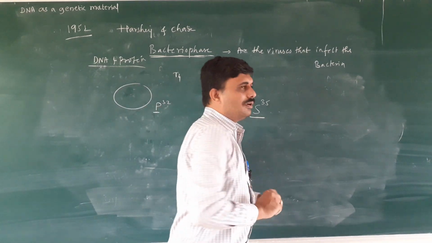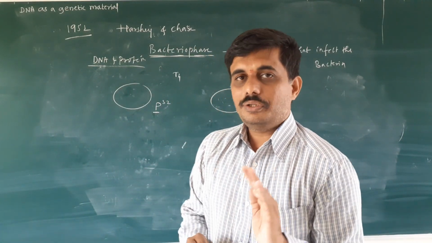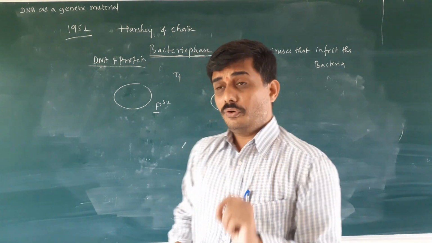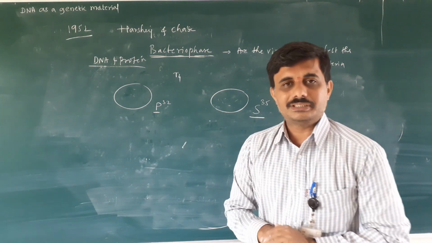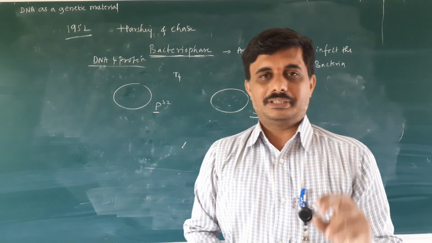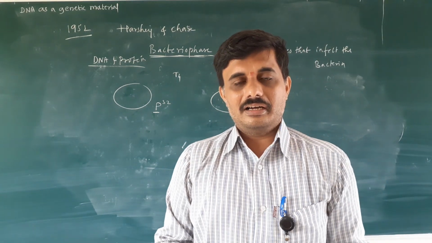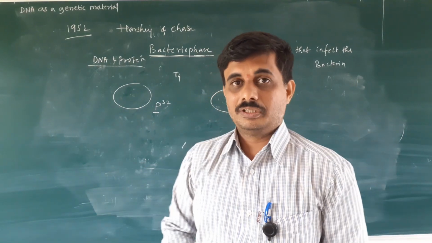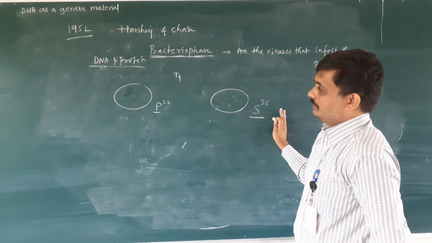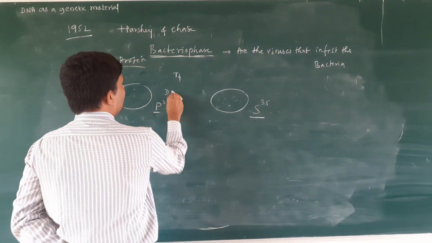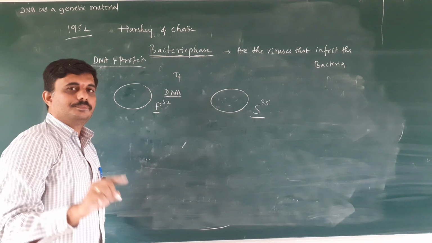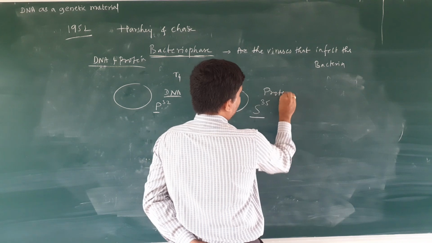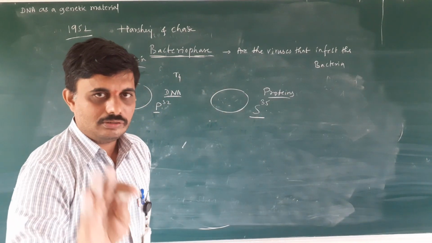They use the radioactive element sulfur 35 because sulfur is present in protein, because sulfur-containing amino acids like methionine and cysteine are present. They are the structural amino acids, helpful for making the protein structure. But phosphorus is not present in the protein. So DNA has phosphorus but not sulfur, whereas proteins have sulfur but not phosphorus.